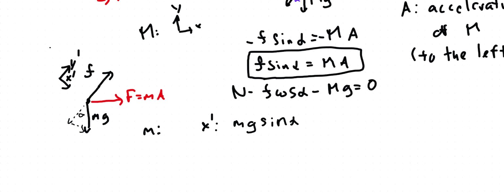Okay, so that's one force. We also have another force, and if we consider the geometry here, so here's the x prime direction, and this here is also alpha. So this is also an angle alpha. And then we can say plus f times cosine alpha.